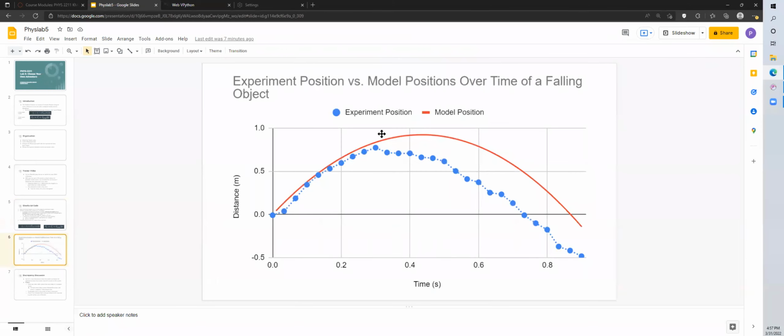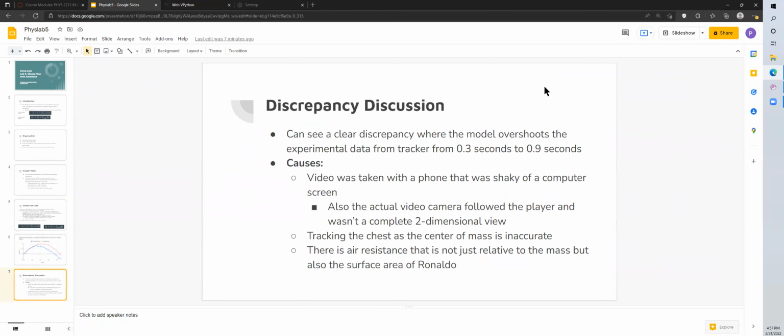So here is the actual chart of experimental position versus model position over time of a falling object, which essentially is Ronaldo in this case. So we can clearly see that while the model and the experiment did follow a roughly same trajectory for the first 0.3 seconds, it does deviate very quickly as we go from 0.3 to 0.9, where the model position follows the same parabolic curve, while the experimental position seems to follow a much more jagged curve. So let's discuss the discrepancies.